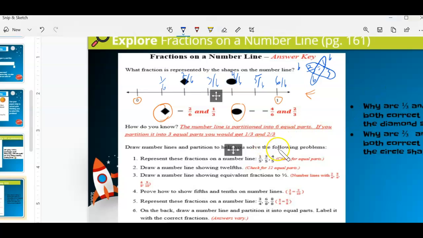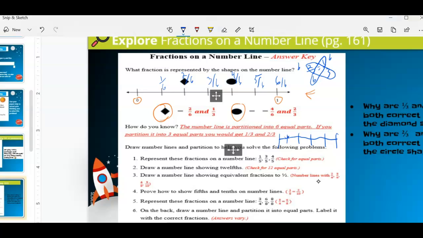So when we go down below, draw number lines of partition to help you solve the following problems. Represent these fractions on a number line. So you got 1/5, 3/5, and 4/5. So that means that you would have to partition it into 5 equal parts. See, this is not a perfect thing. Let's see, 1, 2, 3, 4, 5. So 1, 2, 3, 4, 5 equal parts I have right here.